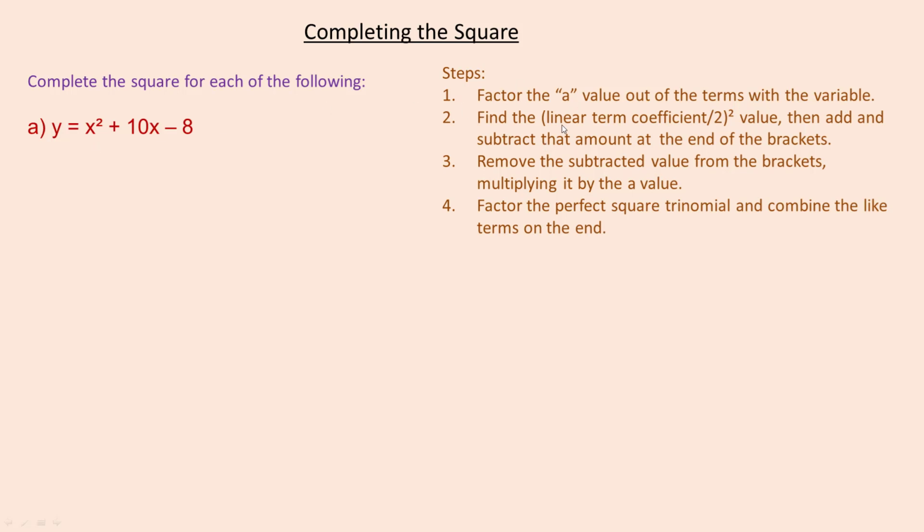The second one says to find the value. You take the linear term coefficient, which is the 10 in the 10x, and we're going to divide it by 2 and square it. So 10 divided by 2 is 5 that we're squaring, and that's 25. We take that value and we add it and subtract that amount at the end of the brackets. Now, there aren't any brackets in this case. This is where the brackets would be; some people actually write these in, even if the a value is 1. So we're going to put that 25 at the end of the 10x. You don't actually have to put the brackets here.